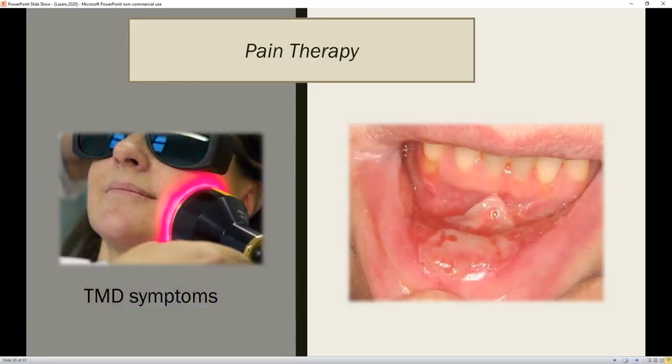Other lasers can be used with different tips. Now look at the one, this is for temporomandibular dysfunction. Here, this is for desensitizing the TMJ area. I've heard from colleagues that it's very effective. I've never seen this used firsthand. It can also be used in surgery to aid in discomfort and the time needed for certain chair side procedures.